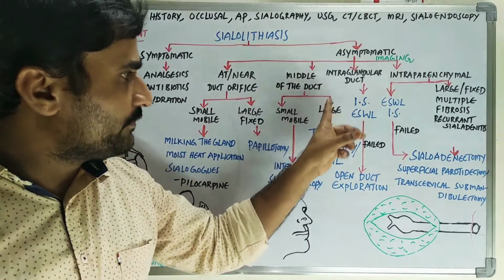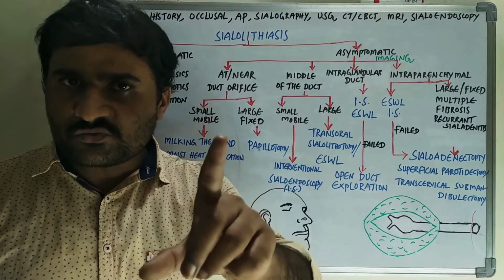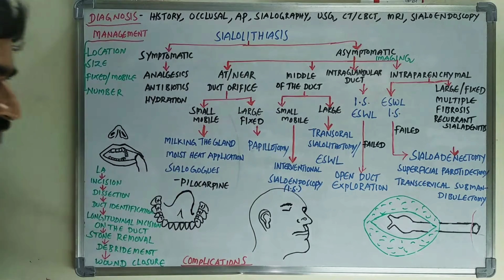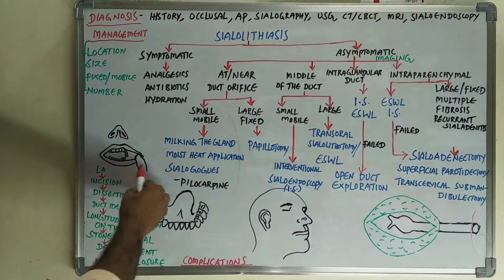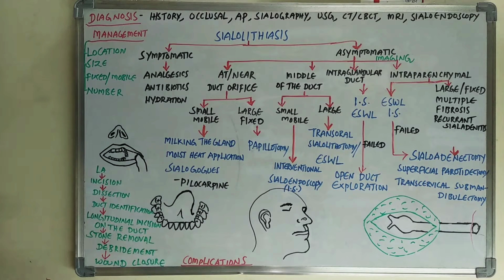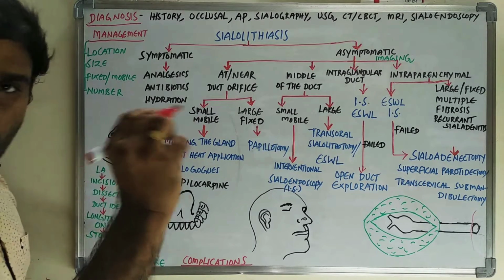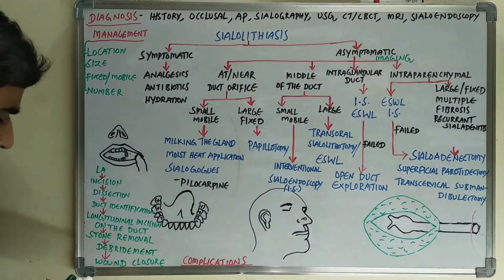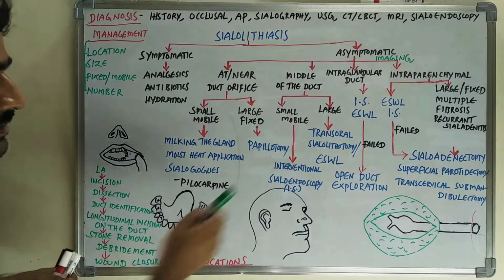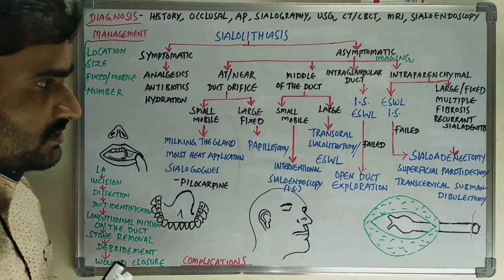At the middle of the duct, if the calculus is large, you should go for transoral sialolithotomy, which is an open surgical procedure. In the case of the parotid duct, you can see in this diagram the maxillary arch and the mandibular arch. The left buccal mucosa is retracted laterally, and you can now identify the parotid duct opening. Below the parotid duct opening, you should make a semilunar incision for transoral sialolithotomy. This is the incision for parotid duct transoral sialolithotomy.